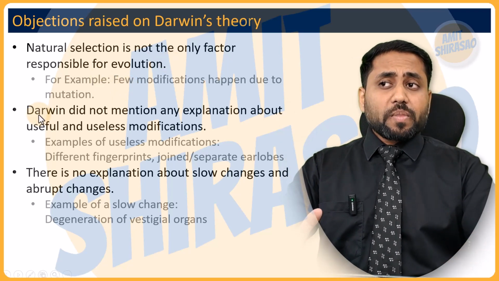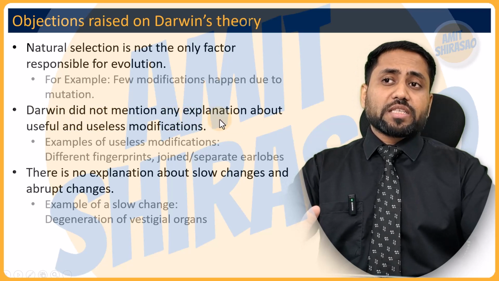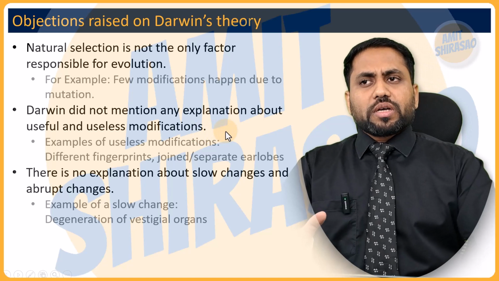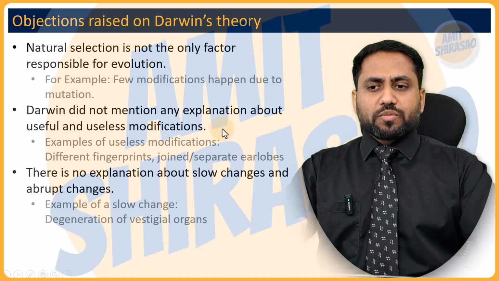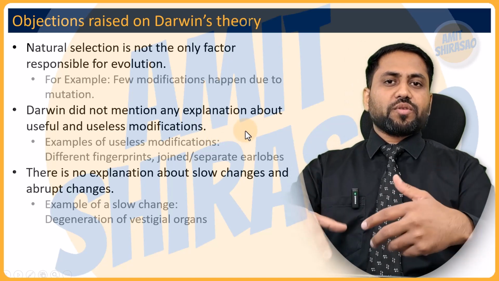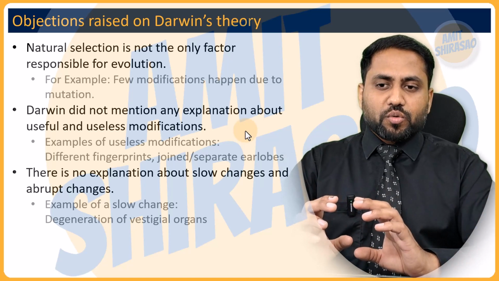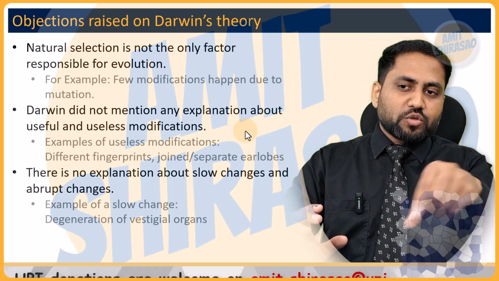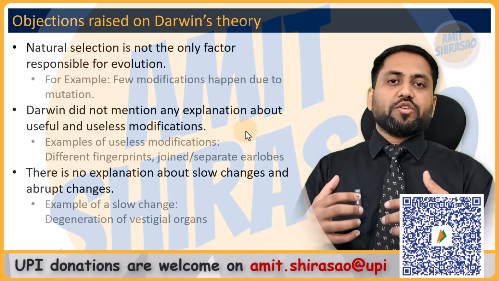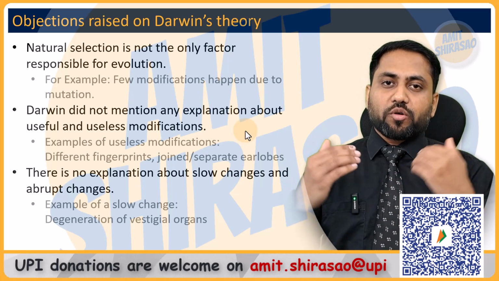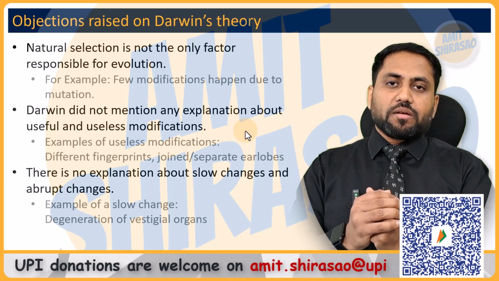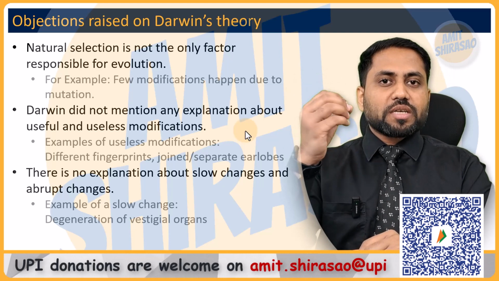Second thing, Darwin did not mention any explanation about useful and useless modifications. If everything was meant for the survival of the fittest, then only those modifications should pass on which are actually adding survival value to that organism. But then some modifications are absolutely useless.